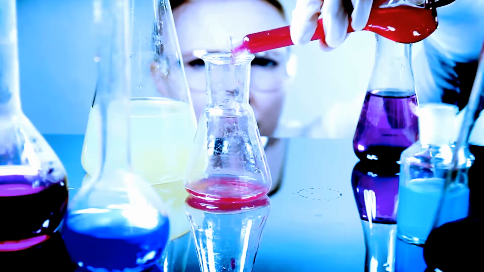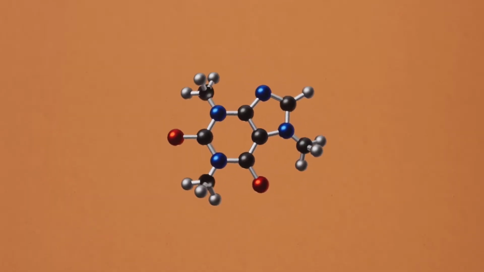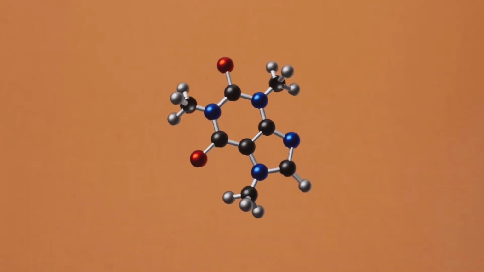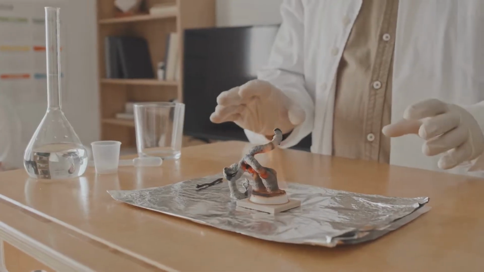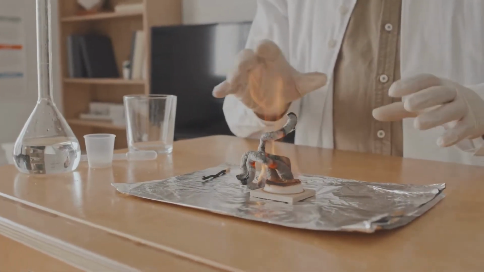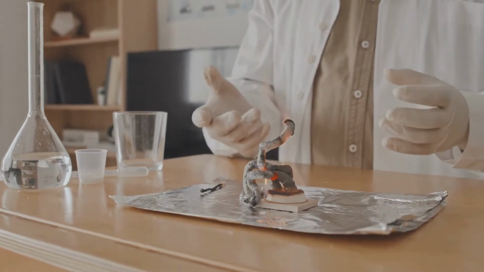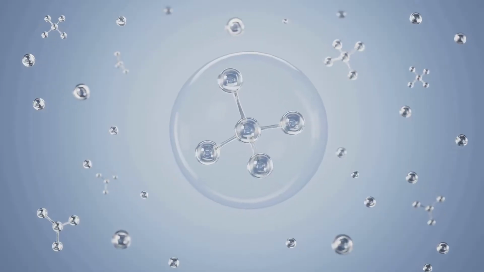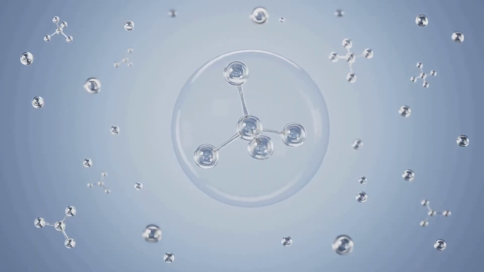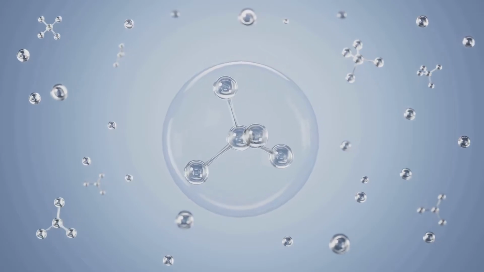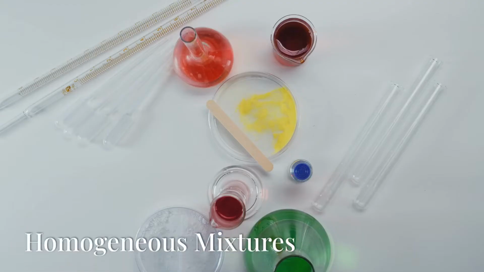Next, we have compounds. Compounds are made up of two or more different elements that are chemically bonded together. This means that the elements in a compound are combined in a specific ratio and cannot be separated by physical means. For example, water is a compound made up of two hydrogen atoms bonded to one oxygen atom. By studying compounds, we can see how different elements come together to form new substances with unique properties.